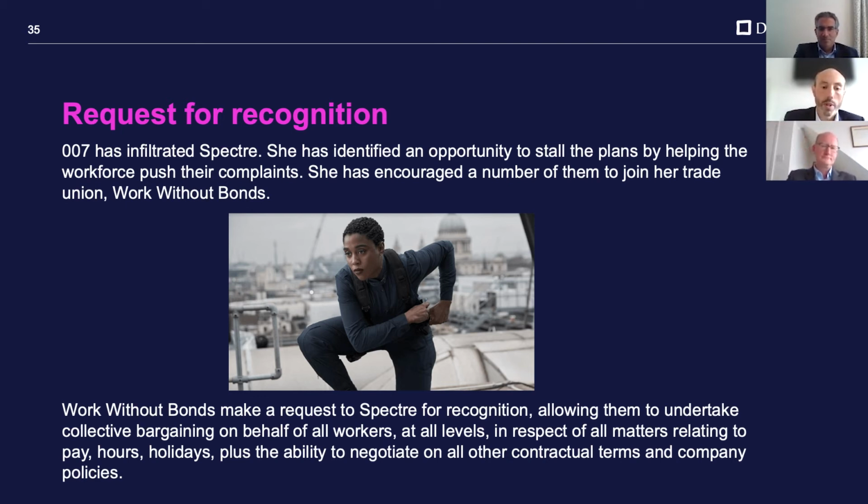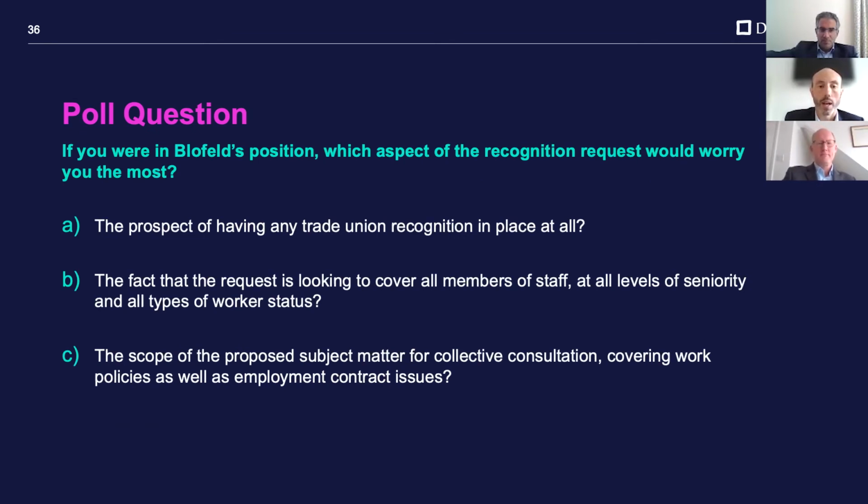Work Without Bonds make a request to Spectre for recognition, allowing them to undertake collective bargaining on behalf of all workers at all levels in respect of all matters relating to pay, hours and holiday, plus the ability to negotiate on all other contractual terms and on non-contractual company policy as well. So the request covers pretty much everything.